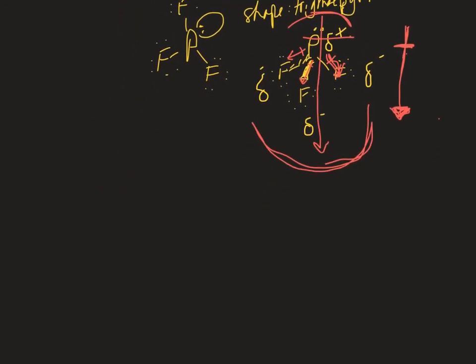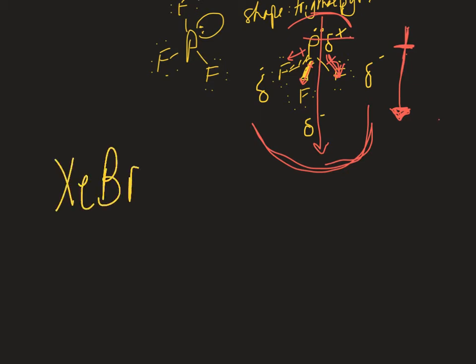XeBr2. Let's take a look. For XeBr2, we have 8 valence electrons for all the noble gases except for helium, and 7 for bromine times 2 is 14, so that's 22 valence electrons.